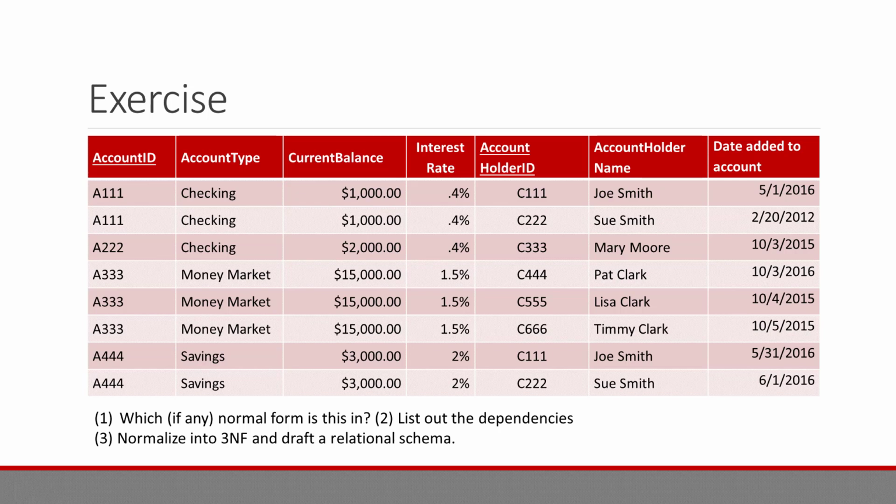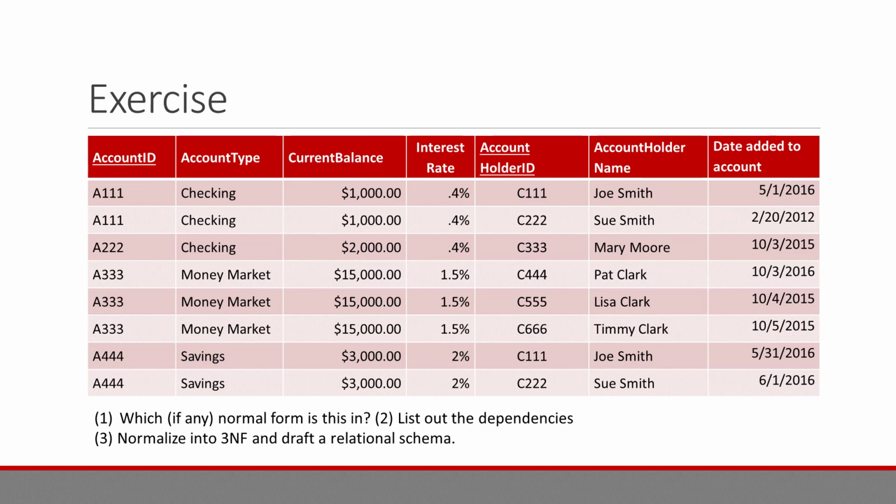Now, finally, it looks like the interest rate and the account type might have something to do with each other. Conceptually, I think that this makes some sense. A checking account is going to have the same interest rate, generally speaking. Same with money market, same with savings. These are going to be advertised by the bank, and so we can say that the interest rate is in fact determined by the account type as well.